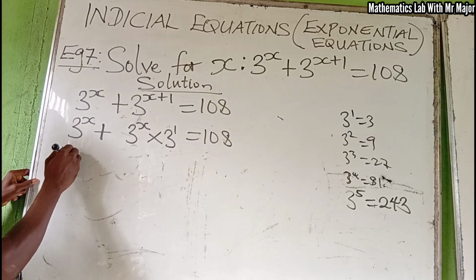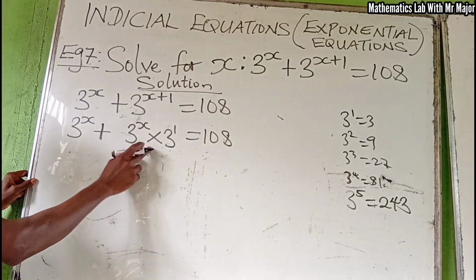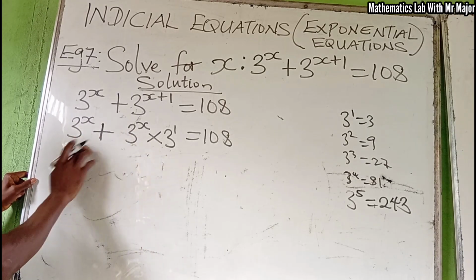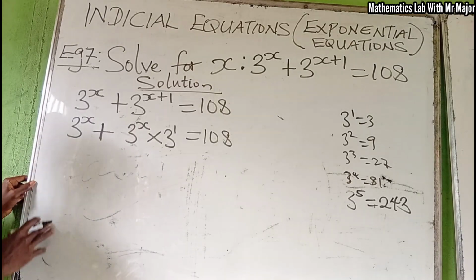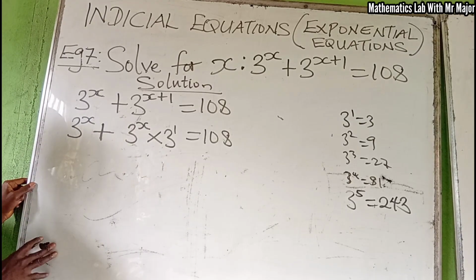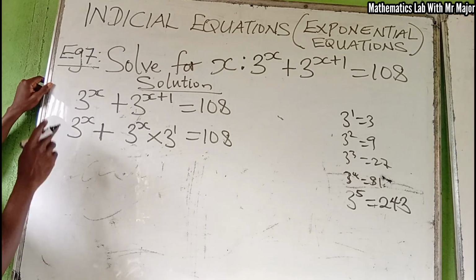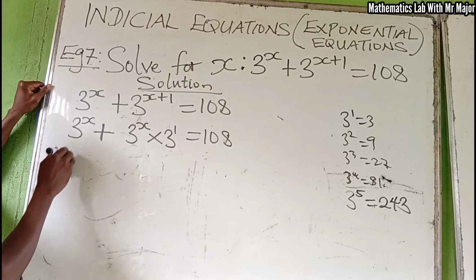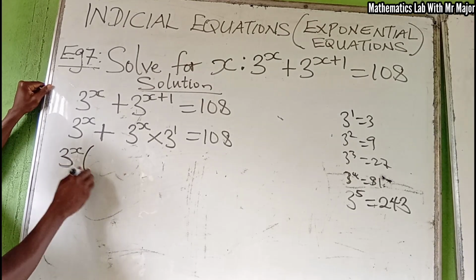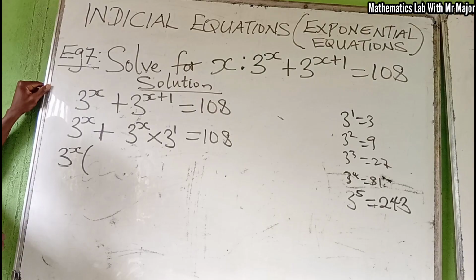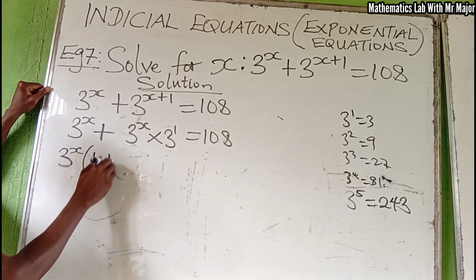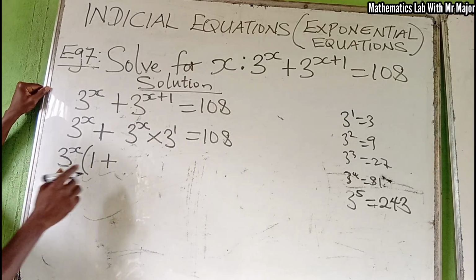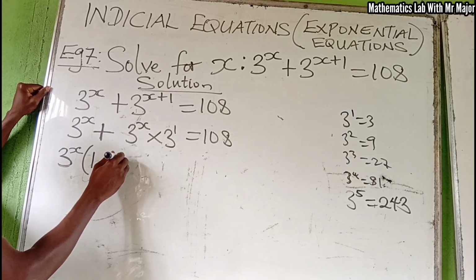108. 3 raised to the power x is common to these two sides because this is addition. So we are having a binomial here. So we can factorize. So we are going to factorize this left-hand side. If we factorize, what is here and is also here is 3 raised to the power x. So we bring it out. 3 raised to the power x. Then we now have 3 raised to the power x divided by 3 raised to the power x will give you 1. Plus 3 raised to the power x times 3 raised to the power 1 divided by 3 raised to the power x will give you 3 raised to the power 1, which is still 3.